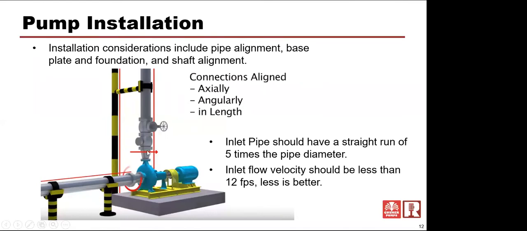Additionally, you can use some flex connectors here, but even that only takes up so much misalignment. You want to make sure that this thing is aligned in a straight path axially, and it's not off on an angle side to side, and that the length is correct. When you take this pump casing out of here, these pipe connections should not move.